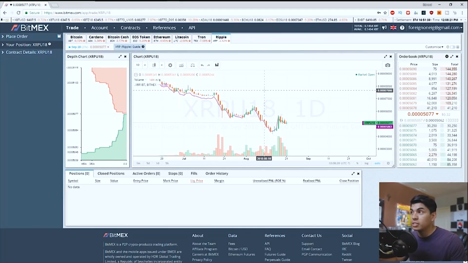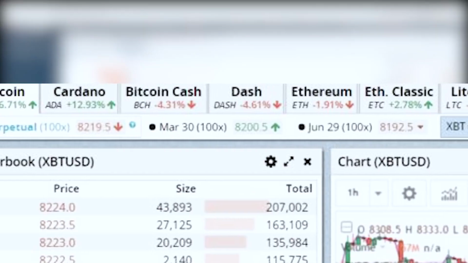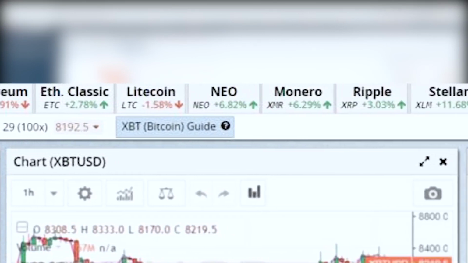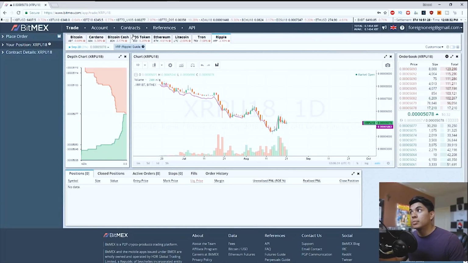All right, you can see right here we have a screenshot of several coins that were available in the past: Stellar, Neo. I mean, the list just goes on. So be sure that there's going to be a time where eventually some coins can be removed or added. It's just the way Bitmex works.